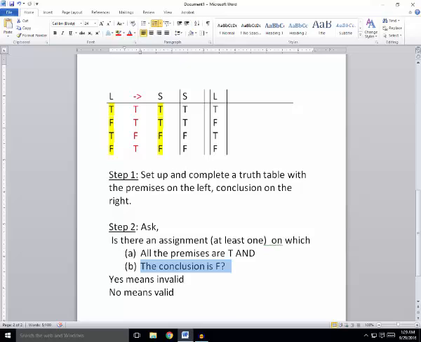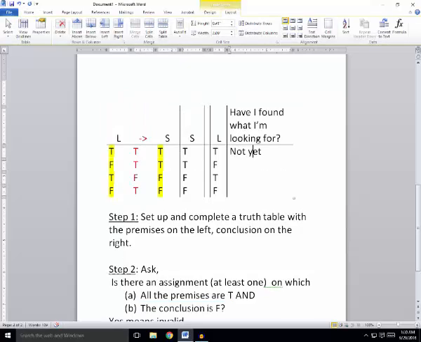We've only checked the first assignment so far. So that was a trick question. The answer is, that means absolutely nothing. It just means that we have to keep looking. We haven't found the assignment that we're looking for, where the premises are true and the conclusion is false.